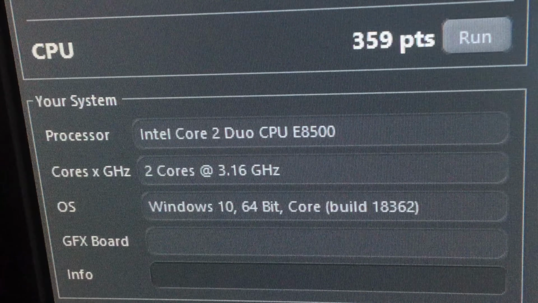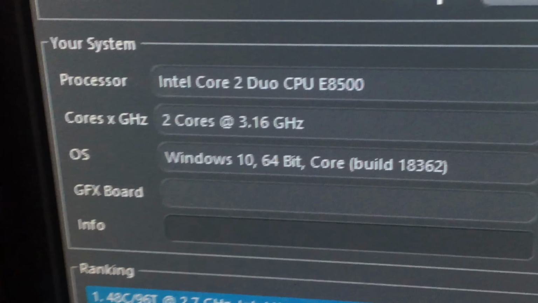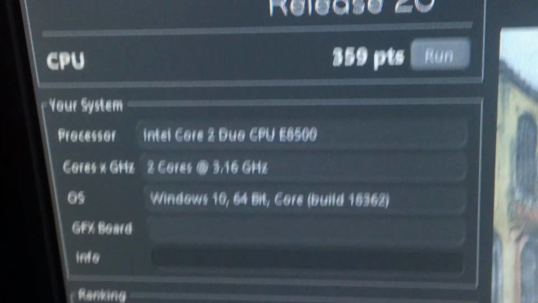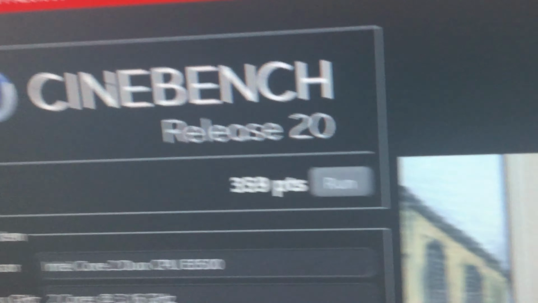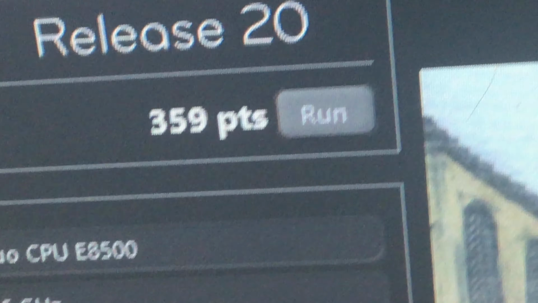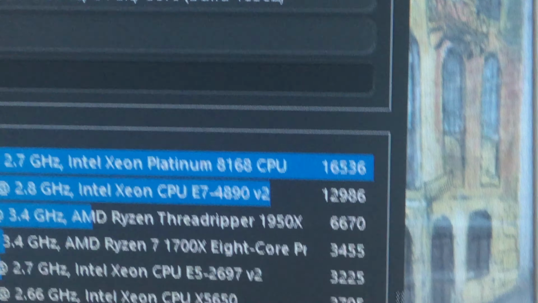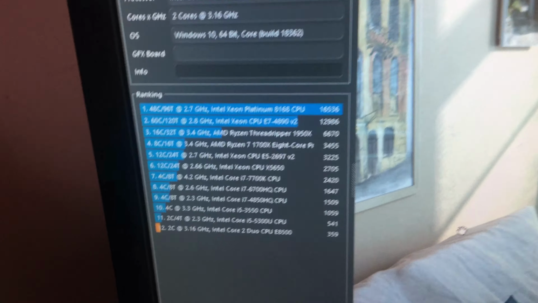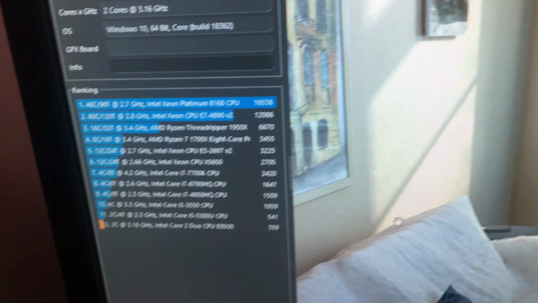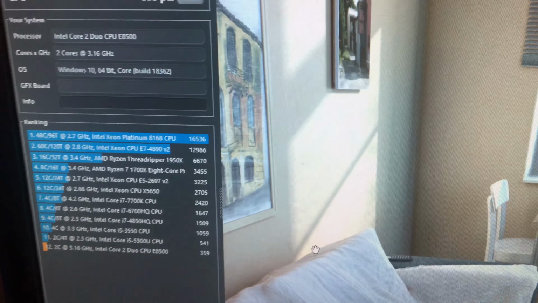This is the specs. Intel Core 2 Duo CPU. Two cores at 3.16 gigahertz. And it's running Windows 10. And it's got a score of 359. I don't know how I even use this thing. I mean, I guess it's good, but, like, when you look at that, I mean, that's obviously super expensive. This computer, when I bought it, was $170.